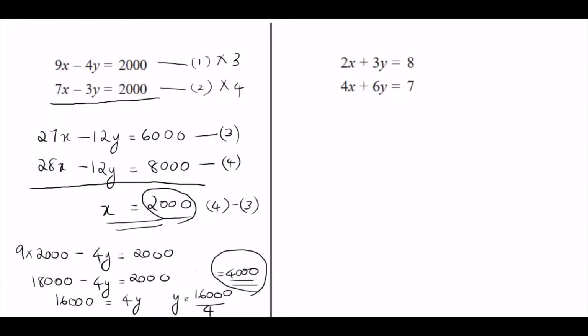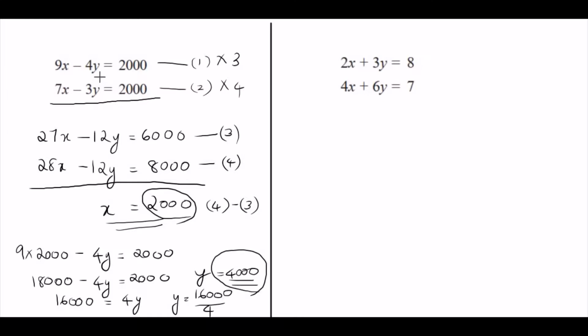When you put these values, you can verify: 9 into 2000, that is 18,000, minus 4 into 4000, that is 16,000. So 18,000 minus 16,000 is 2000. Similarly, 7 into 2000 is 14,000. 14,000 minus 3 into 4000 is 12,000. 14,000 minus 12,000 is 2000. So our x value is 2000 and y value is 4000.